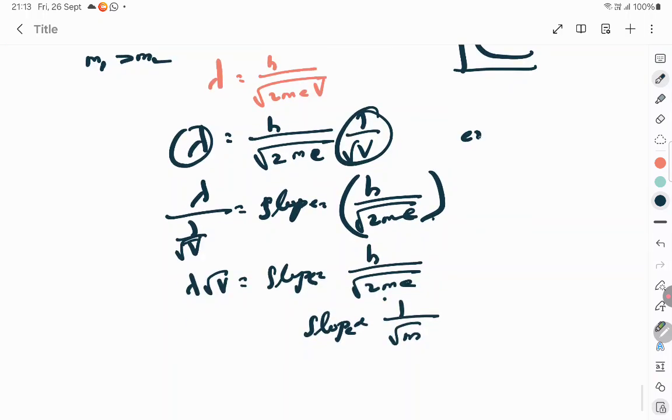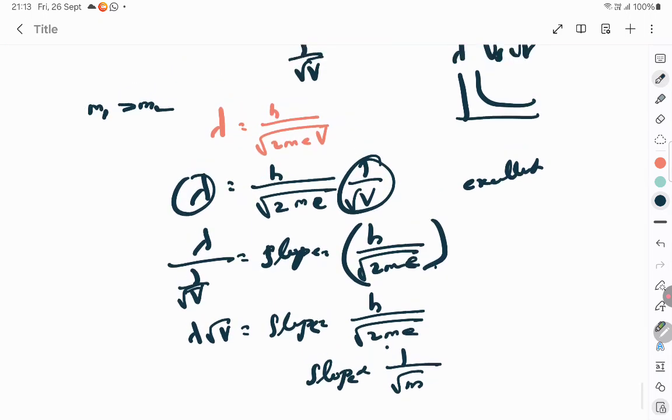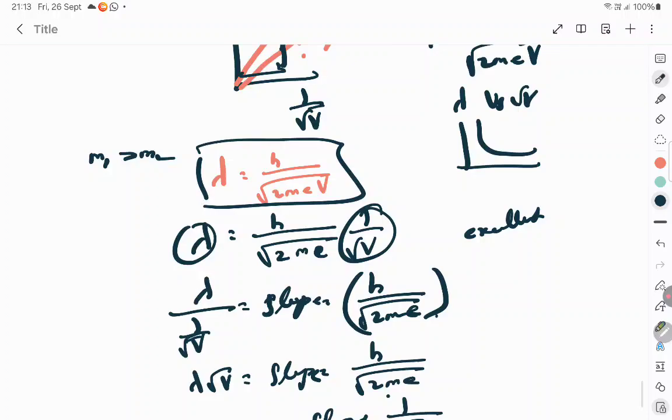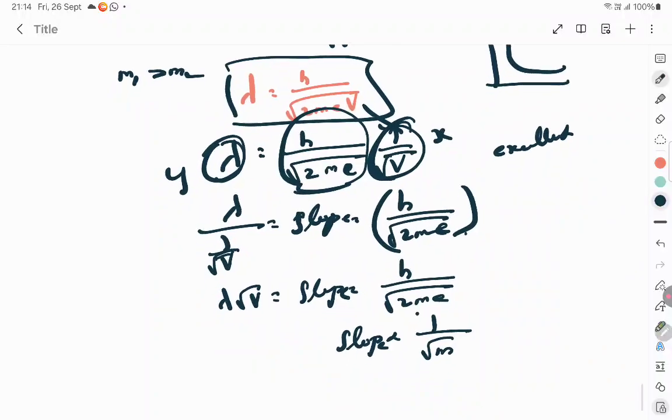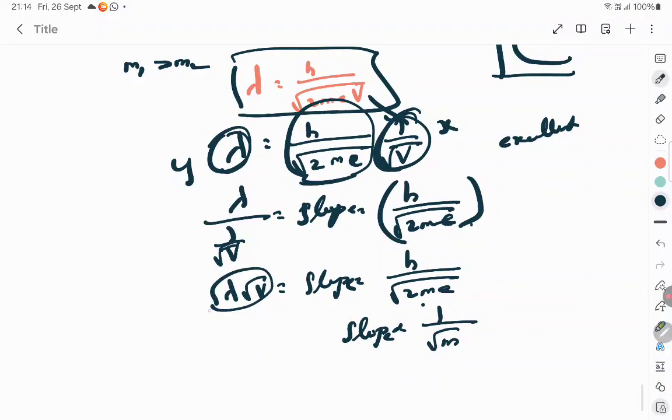It's an excellent sum. Please go through this once again. You write this de Broglie wavelength relationship, and take the 1 by root V out. So this is the y-axis and this is the x-axis, and y is equal to mx. The slope is inversely proportional to root of mass, and therefore you should also know that this is the slope of the 1 by root V graph. It's a very, very important question.